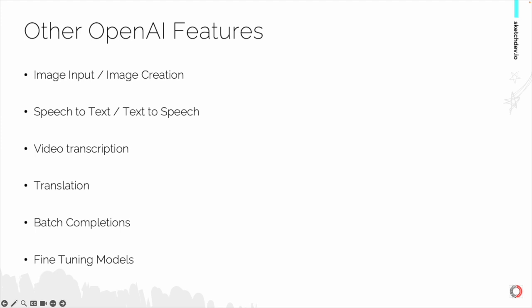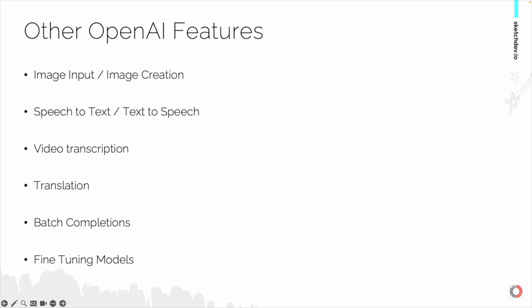Here's a few examples. One is image input and image creation. You can upload images to the newer models. The models are then able to describe the images. It can even compare two images, looking for differences, or you can use DALL-E 3 to create images for you. It has really powerful speech to text and text to speech APIs. There's the ability to do video transcription, where you can upload a video and get the text of the video returned. It's good at translation, so you can translate from one language to another.